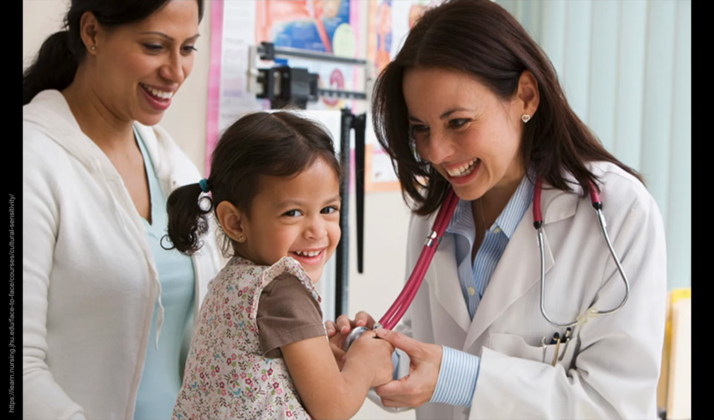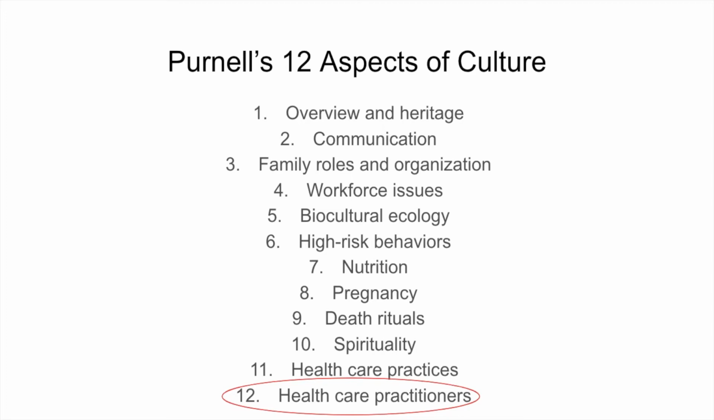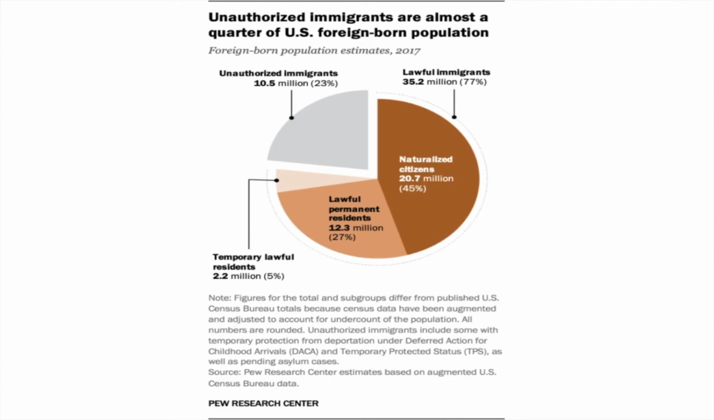Finally, the last aspect in Purnell's model is healthcare practitioners. Practitioners are typically respected but seen as outsiders. New immigrants are more likely to use folk healers, and undocumented immigrants are likely to be distrustful and skittish. As of 2017, 23% of the immigrant population are undocumented.